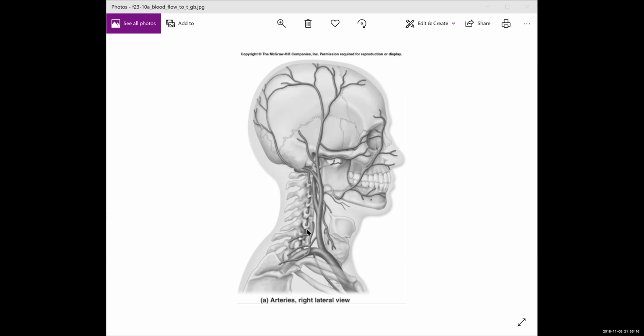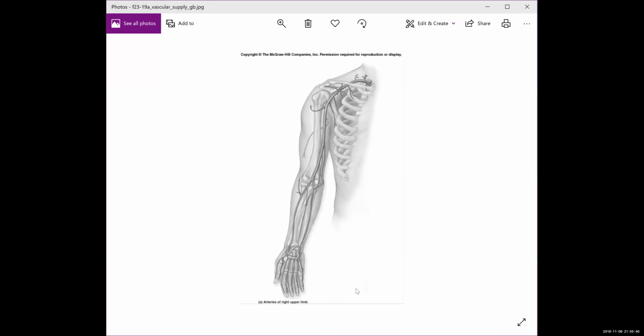Name this vessel. Branches off this vessel here. Name this vessel. Vertebral artery. And this vessel here? Subclavian artery. Right subclavian artery. We're on the right side. Good. Next.